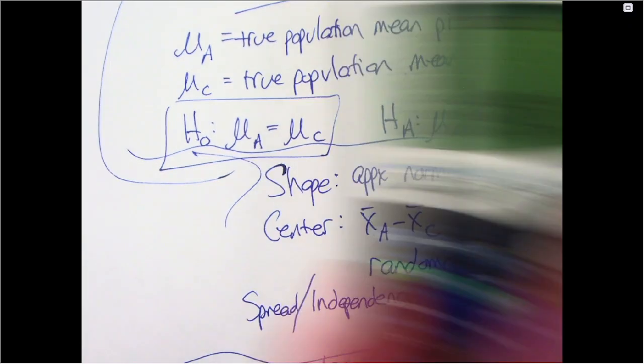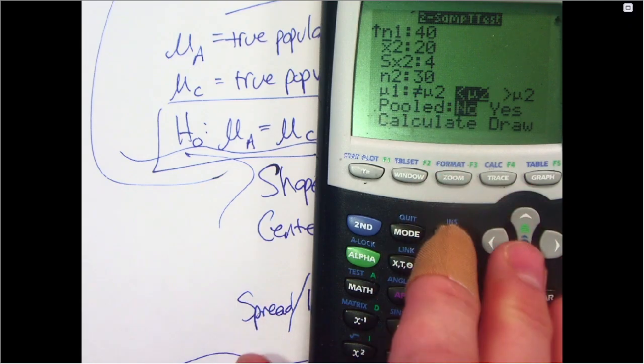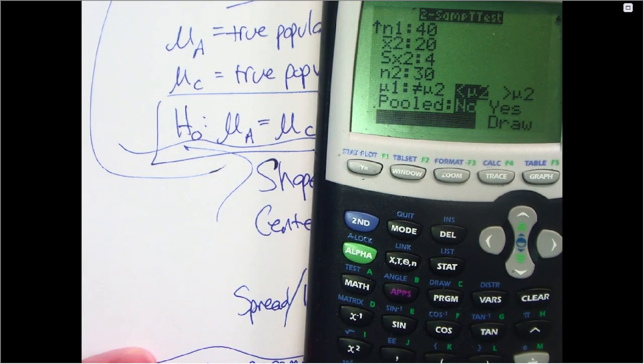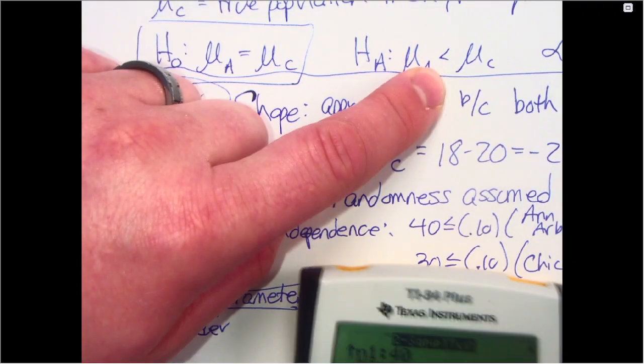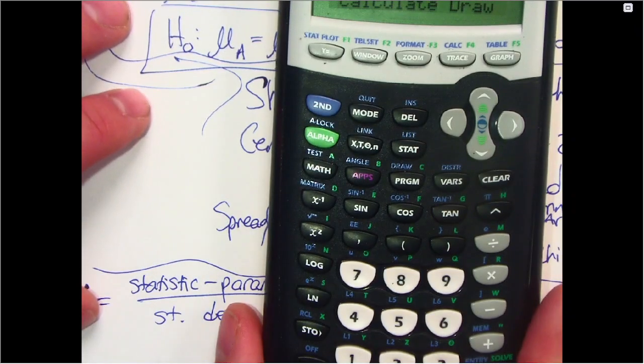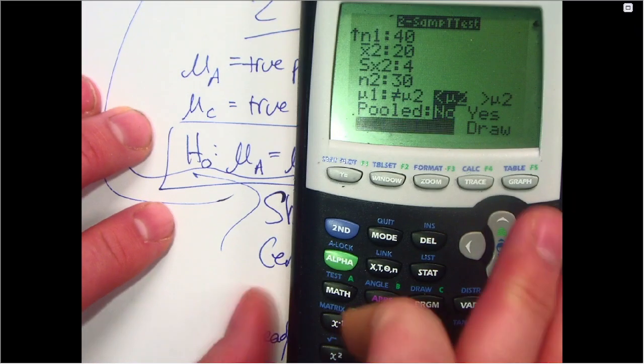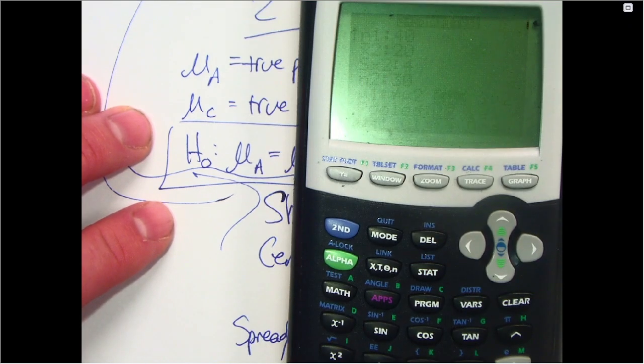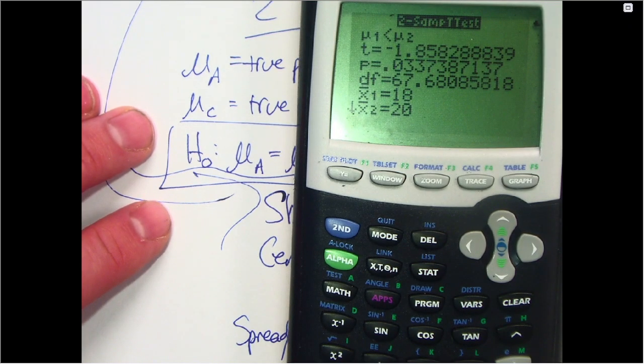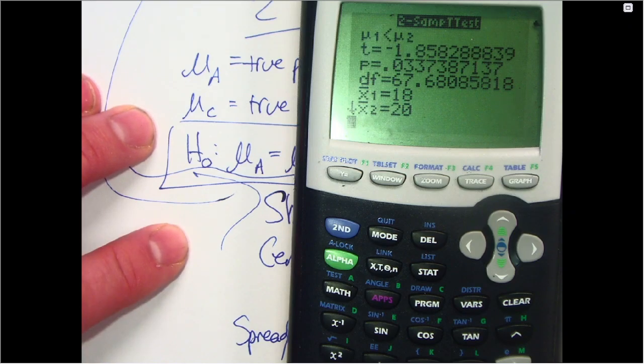And we said less than. So remember, you want the greater than less than symbol to point the same way it does on your paper. I know that gets confusing a little bit with the way they wrote it, but just always remember the same direction. And then you can do calculate or draw. So that gives me a t-score of negative 1.858.